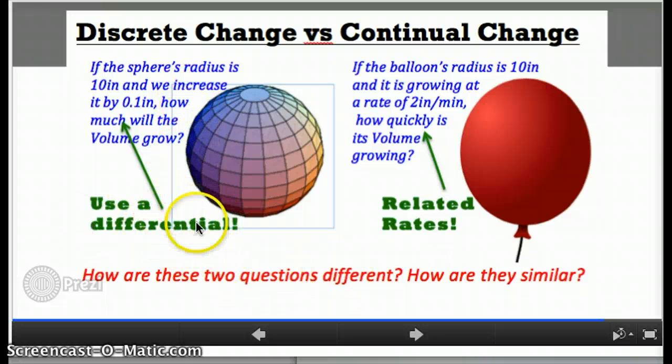You should get really used to listening to those distinctions. Even though the setup and derivative is going to be similar, it's really what the question's asking that guides how you're going to start the problem.